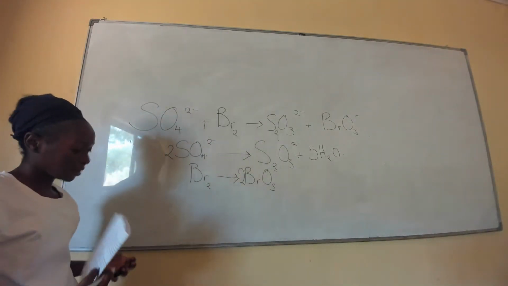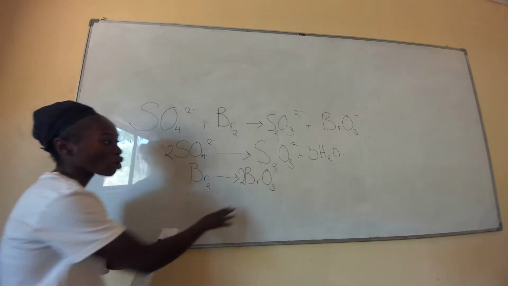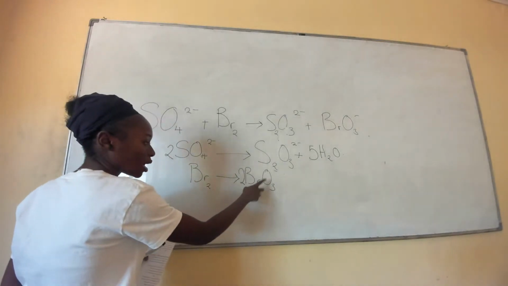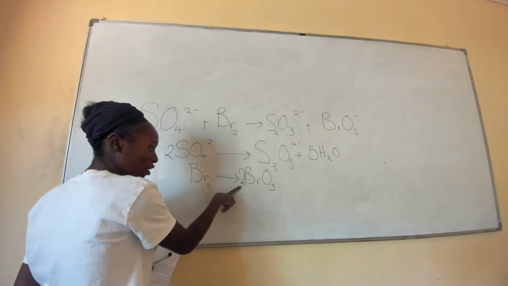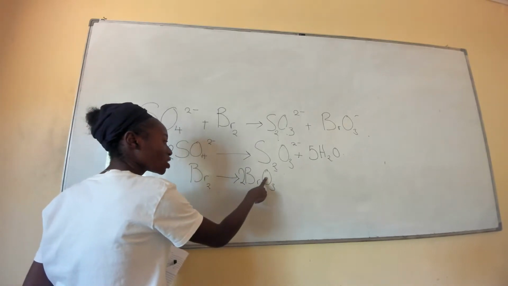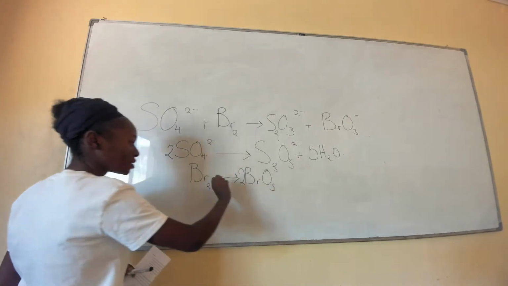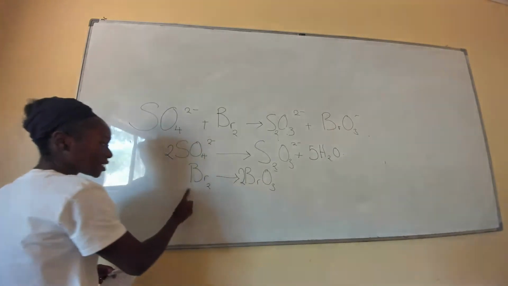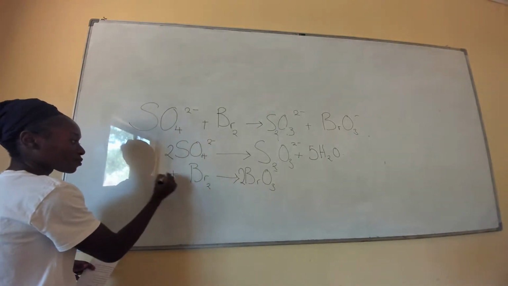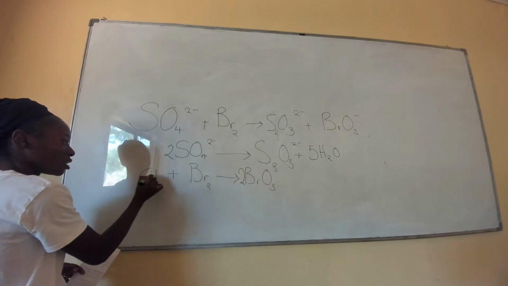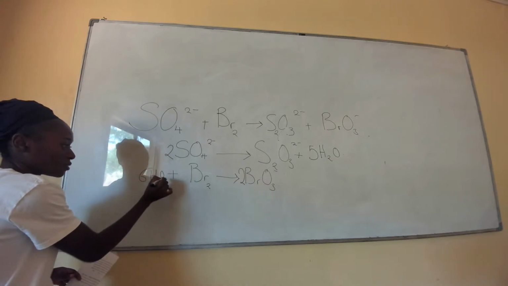Then we come to the bromine. Bromine at the bottom has 6 oxygen, sorry. We have the 2 multiplying the 3 to give us 6 oxygen atoms at the right-hand side. So we're going to introduce 6 water molecules at the left-hand side to balance the oxygen.